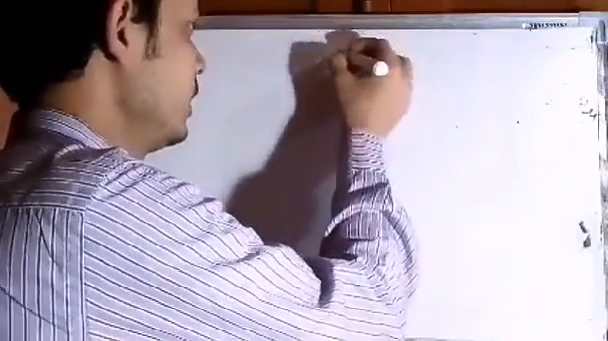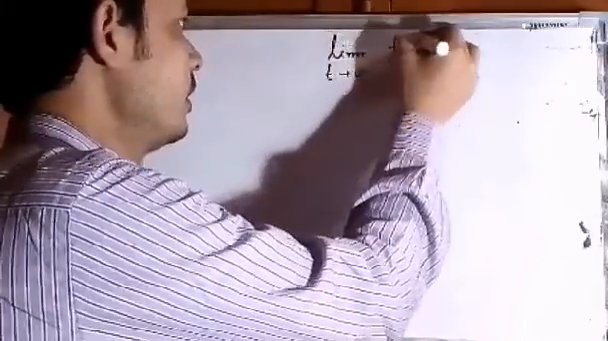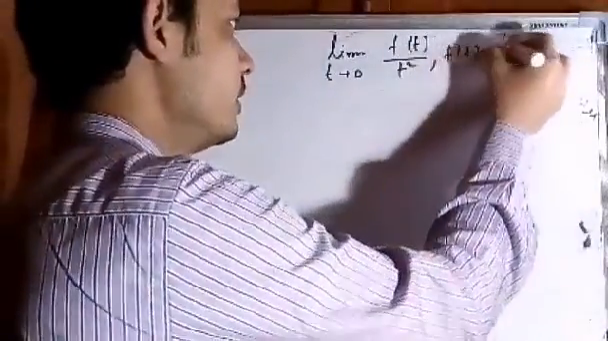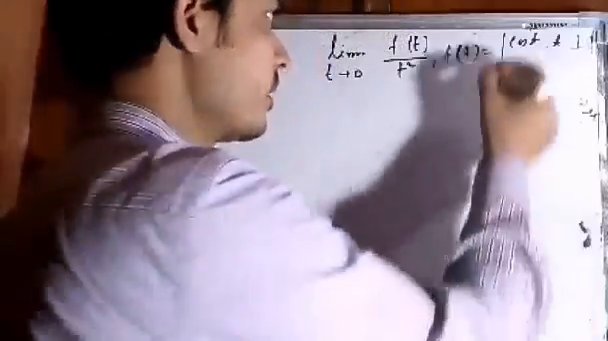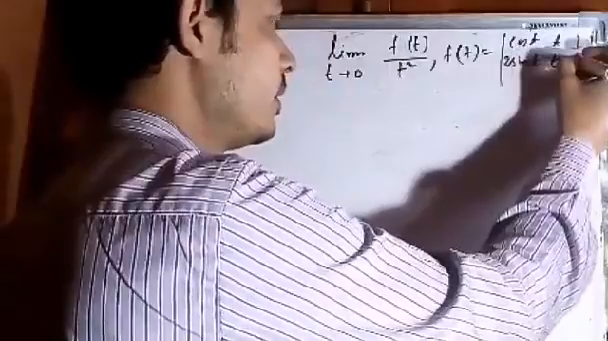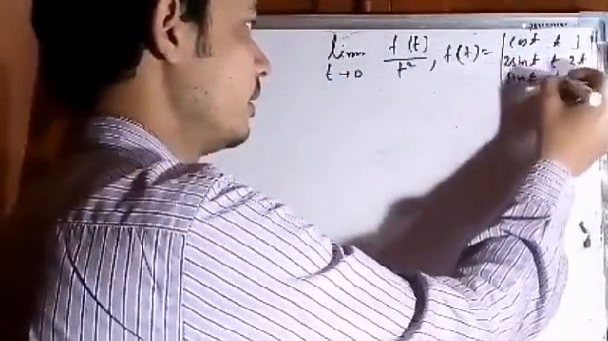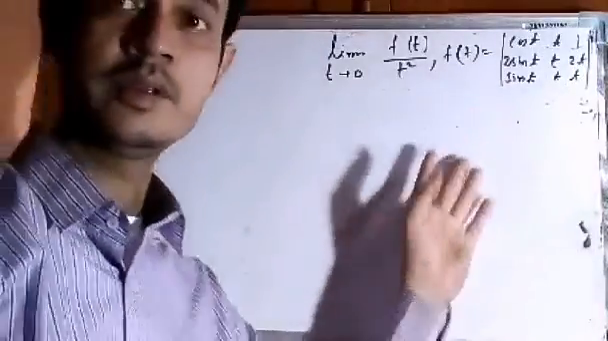So what is given? We have to find the limit as t tends to 0 of f(t) by t square, where f(t) equals the determinant cos t, t, 1; 2 sin t, t, 2t; sin t, t, t. Believe me, this is a 2 marks problem.